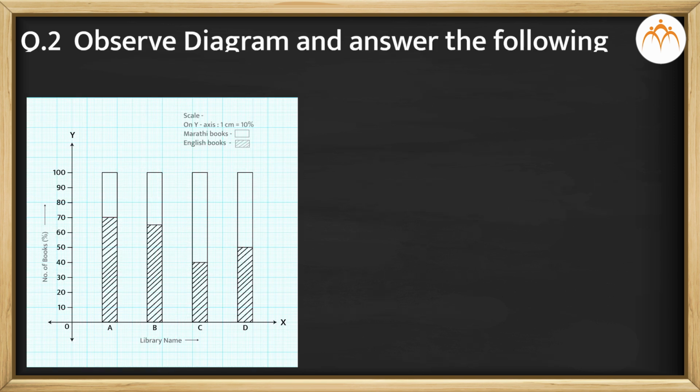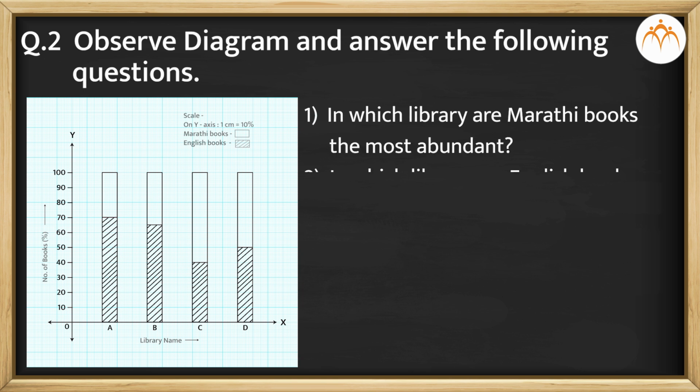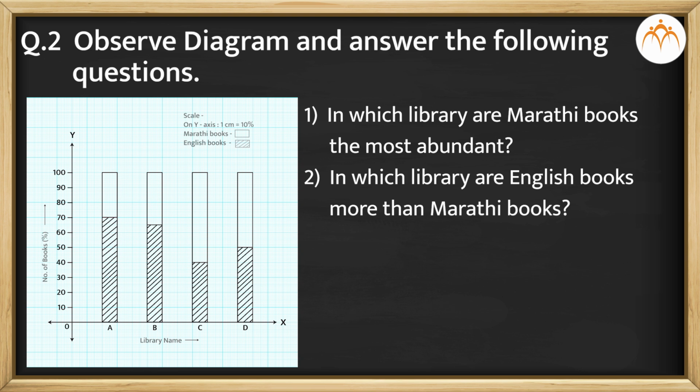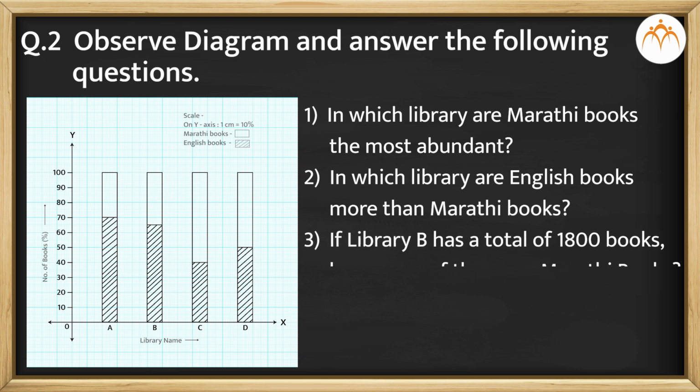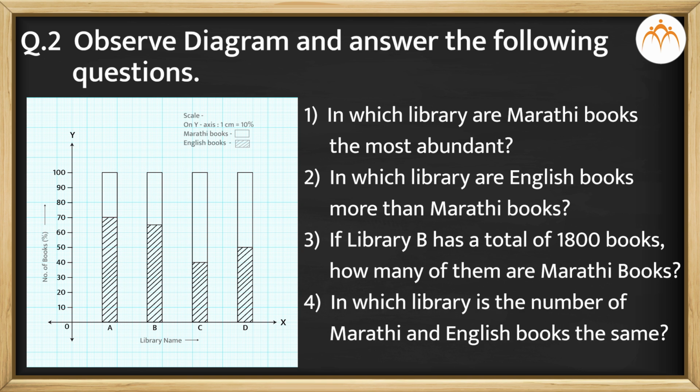Observe the diagram and answer the following questions. In which library are Marathi books the most abundant? In which library are English books more than Marathi books? If library B has a total of 1800 books, how many of them are Marathi books? In which library is the number of Marathi and English books the same?